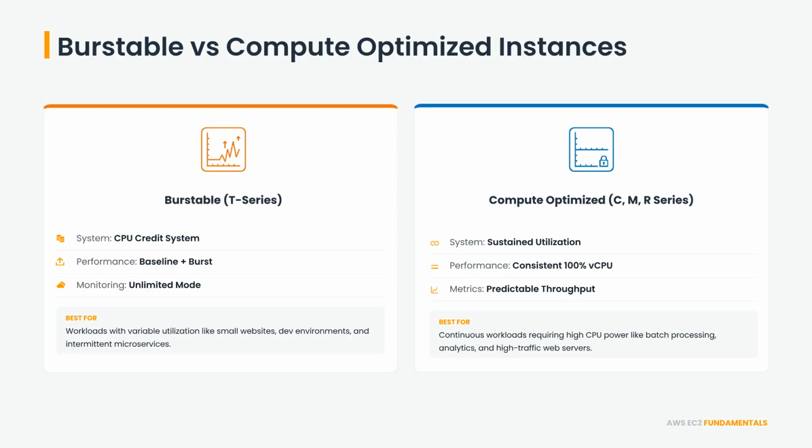Compute-optimized instances, like the C-series, work differently. They provide consistent CPU performance all the time, without relying on credits. That makes them ideal for analytics, gaming servers, video processing, and machine learning inference. The key takeaway is simple. Burstable instances are best for lightweight or unpredictable workloads, while compute-optimized instances are better for continuously CPU-intensive applications.